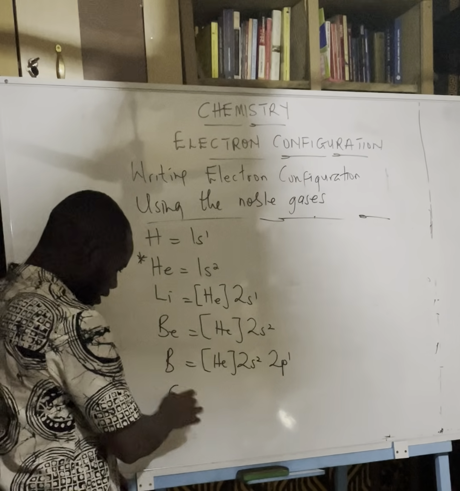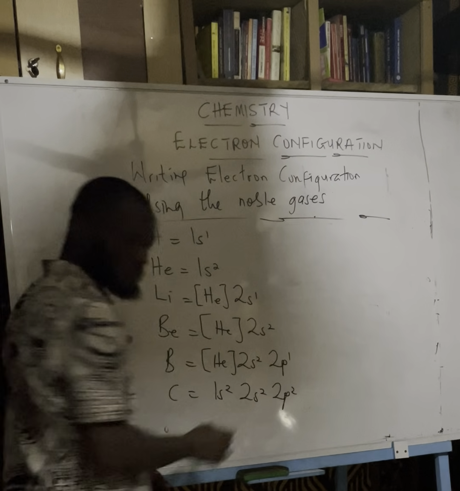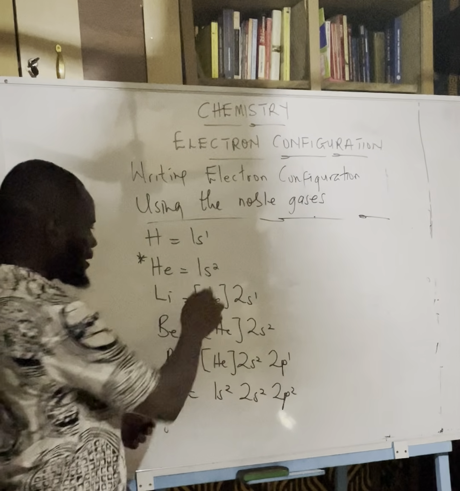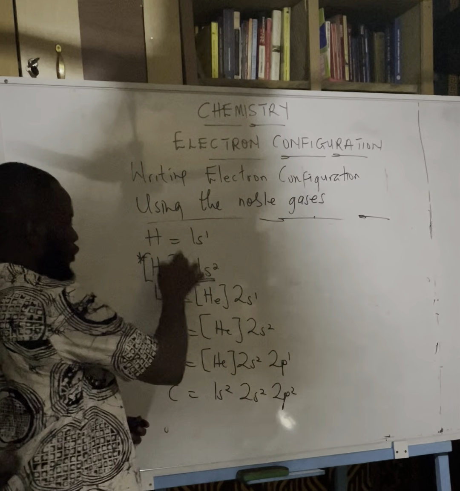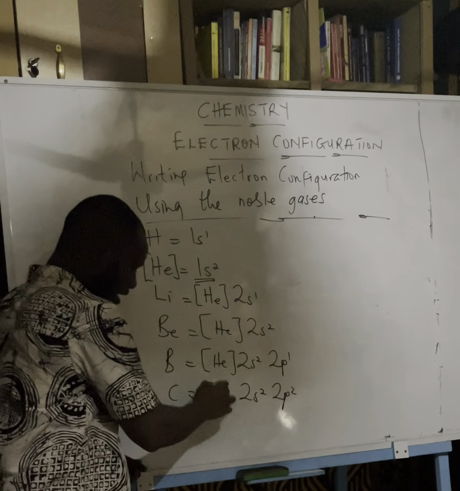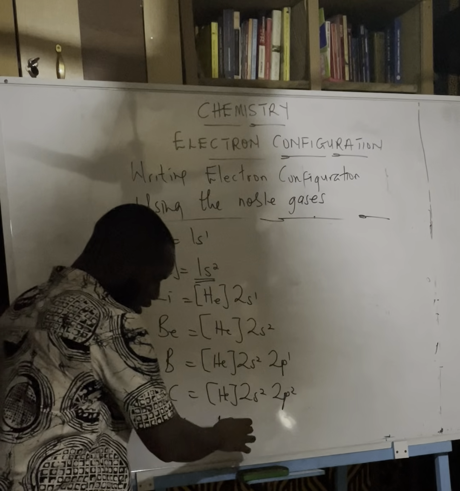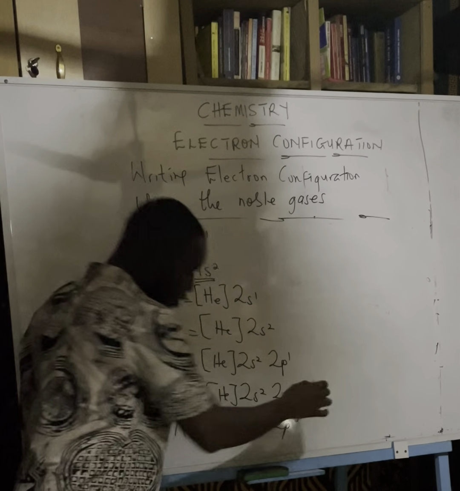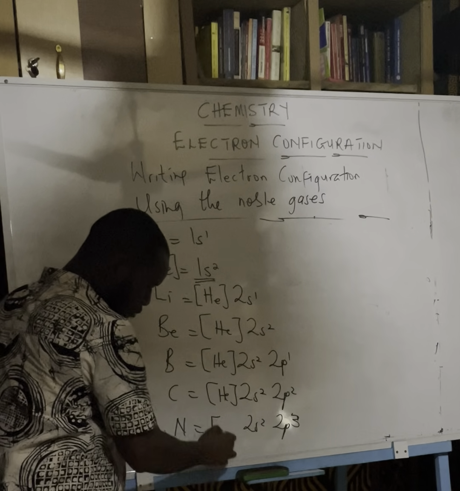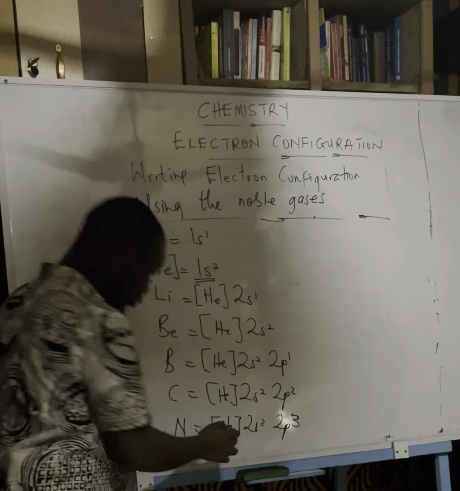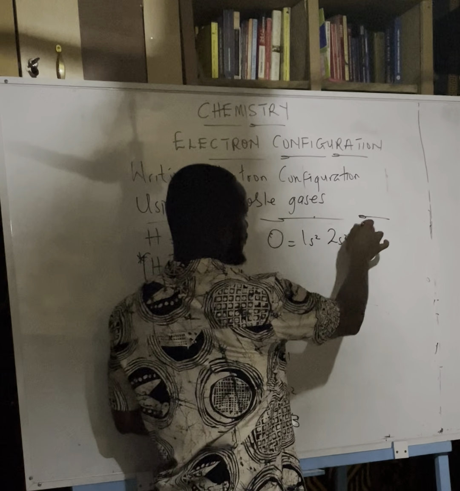Then when we go to carbon, 1s2, 2s2, 2p2. So using the electron configuration, since 1s2 is for helium, wherever you see 1s2, you remove it and represent it by helium. Then we go to nitrogen, 1s2, 2s2 2p3. So here, this is for helium, so He and that. Then we go to oxygen, 1s2, 2s2 2p4.